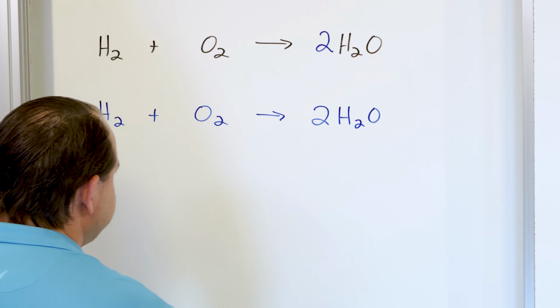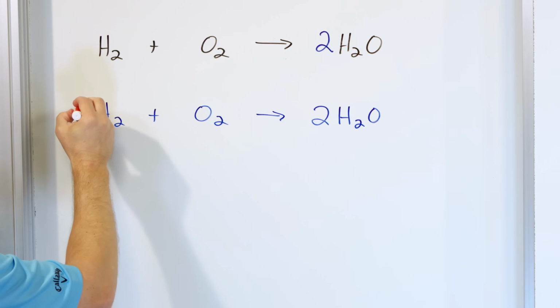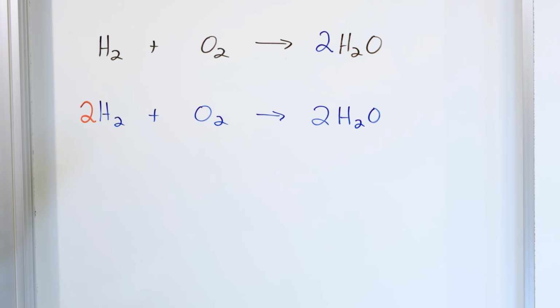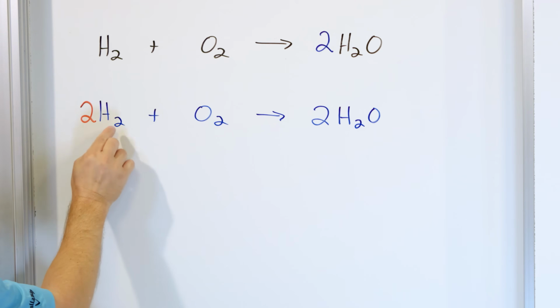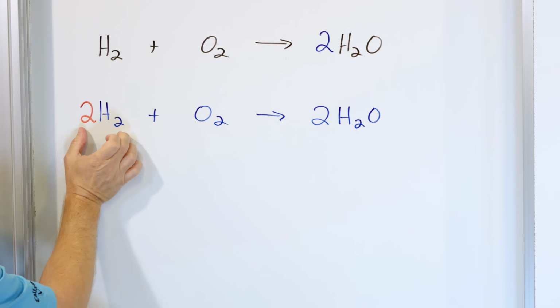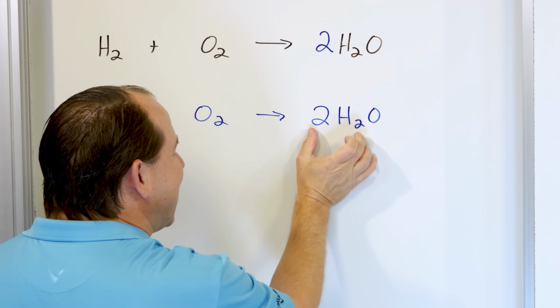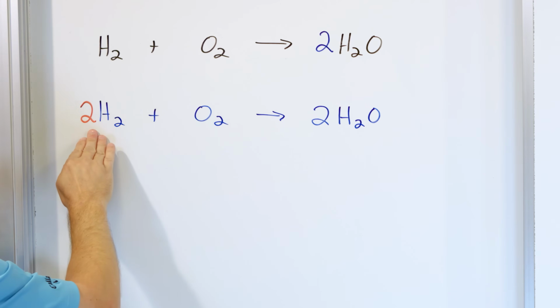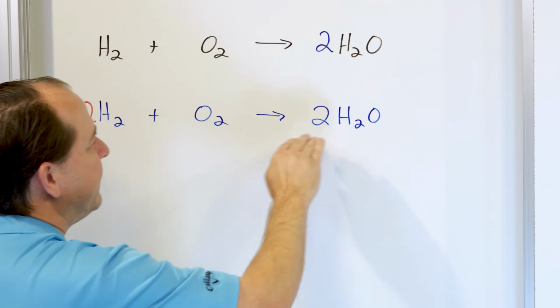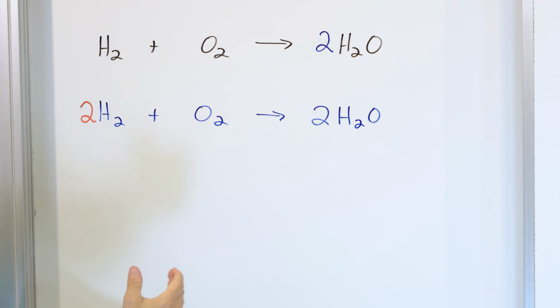How do I fix that? Because I'm allowed to add coefficients, I'm going to put a 2 right here. And I ask myself, is this now balanced? We start over again. Okay, 2 times 2 is 4. There's 4 hydrogen atoms on the left. 2 times 2 is 4. There's 4 hydrogen atoms on the right. That's correct. Law of conservation of mass, we have the same number of hydrogen atoms on the left and the right. Then we say there's 2 oxygen atoms on the left.